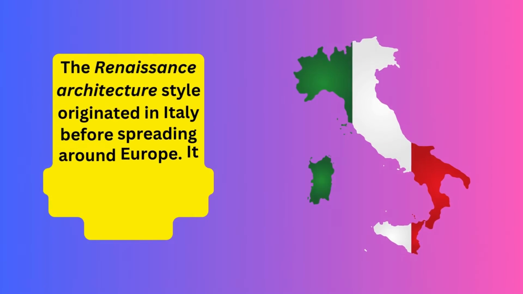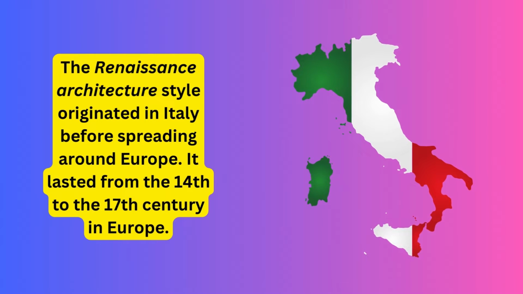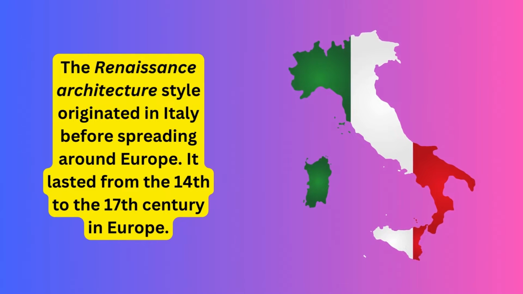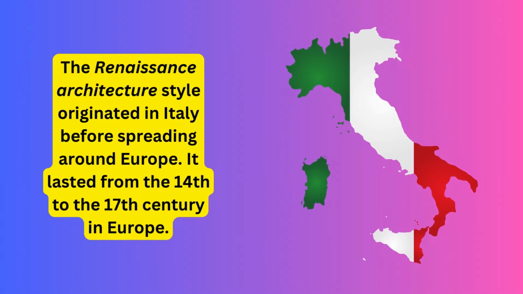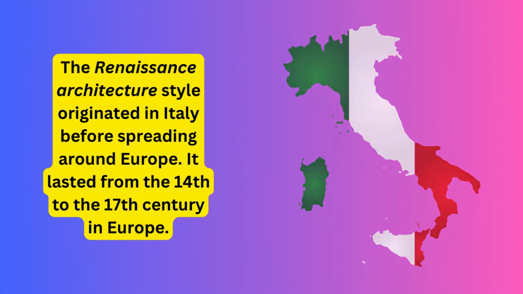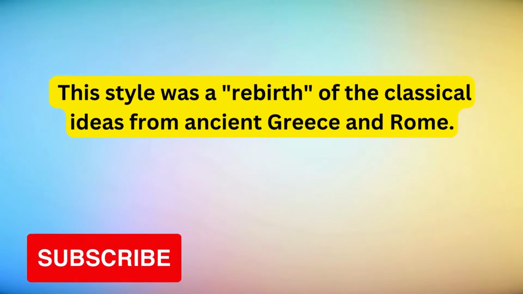The Renaissance architecture style originated in Italy before spreading around Europe. It lasted from the 14th to the 17th century in Europe. This style was a rebirth of the classical ideas from ancient Greece and Rome.